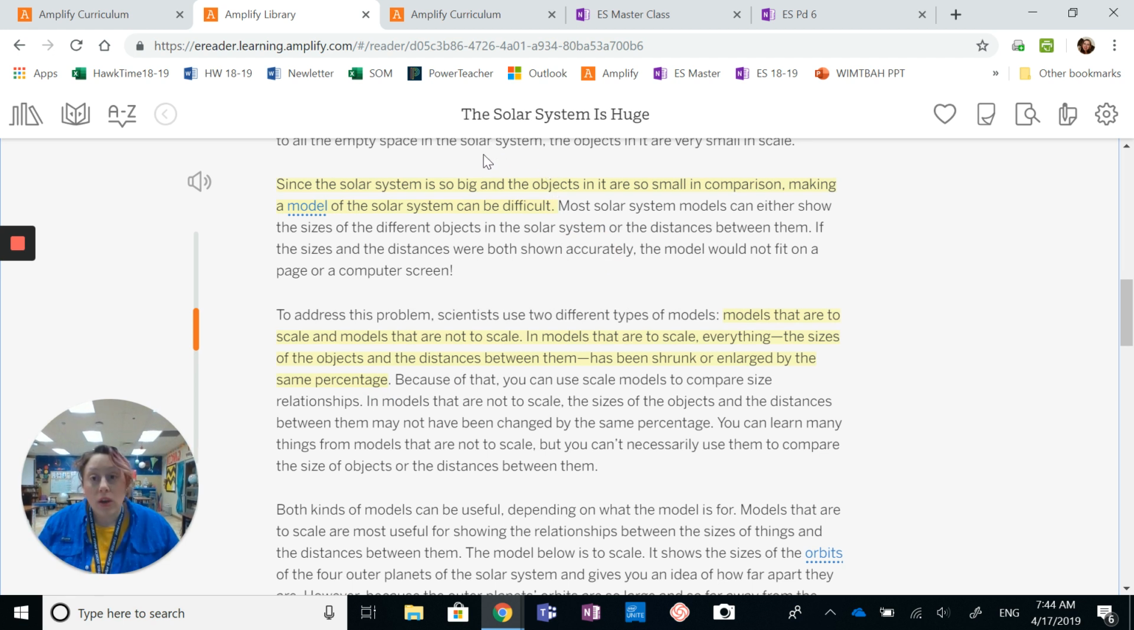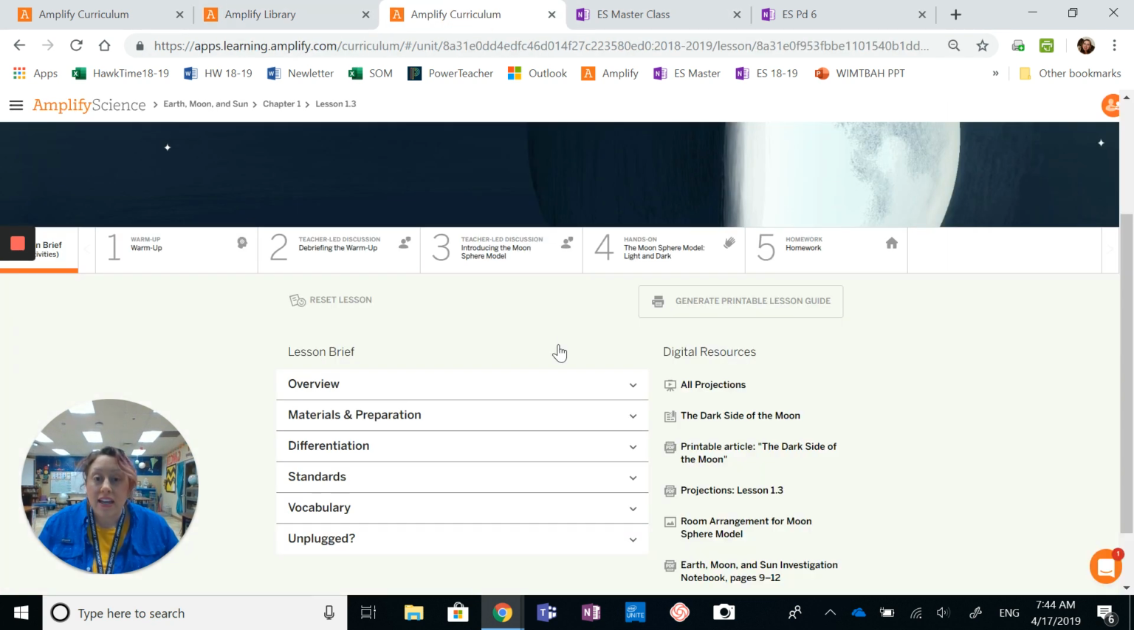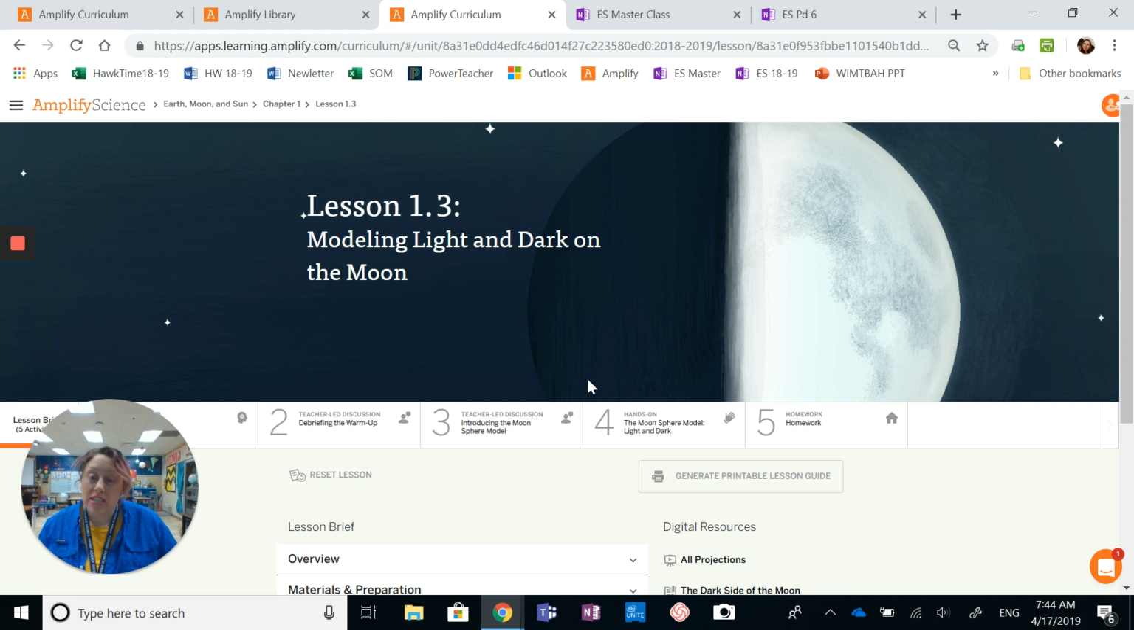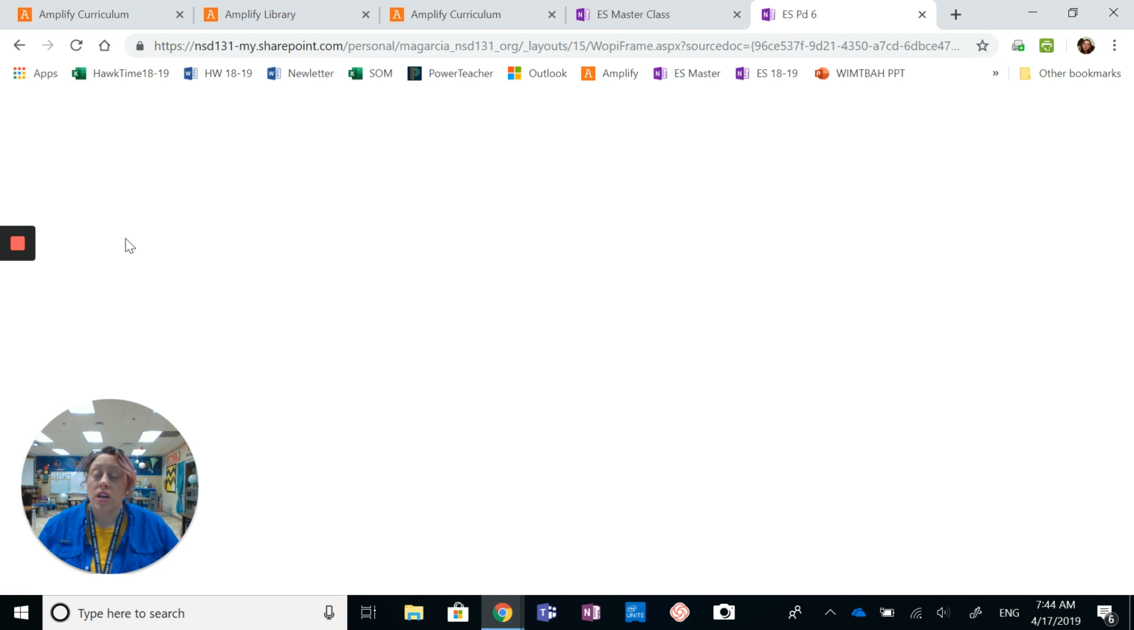Okay, now going into today, our assignment is going to be all about the size of the solar system and modeling the light and dark on the moon. So we're going to be talking about why part of the moon is dark, why part of the moon is light, how it orbits around the Earth, and how that plays a role into something that you should really care about.